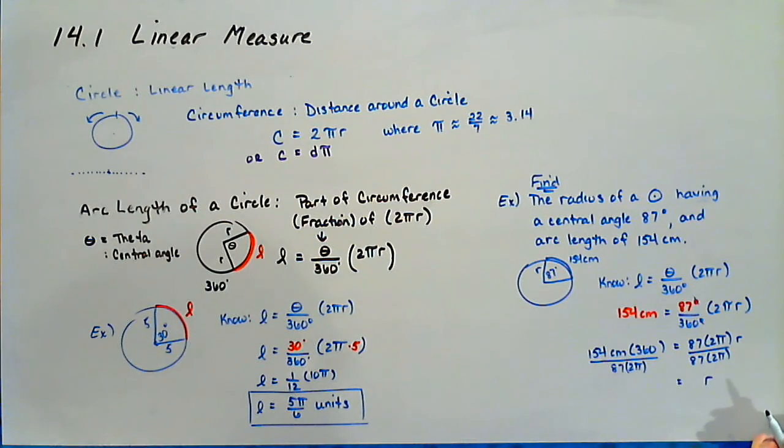So I'm left with a radius. Notice on the left side, there's a unit of measurement of centimeters. So I have 154 times 360 divided by 174 pi. If I let the calculator do the work, I end up with, I believe, right at 101.47 centimeters. Okay, and so there you go. So you have circumference, or in this case, arc length, which is part of the circumference. So I hope that helps you guys. We'll tune in next time for 14.2.